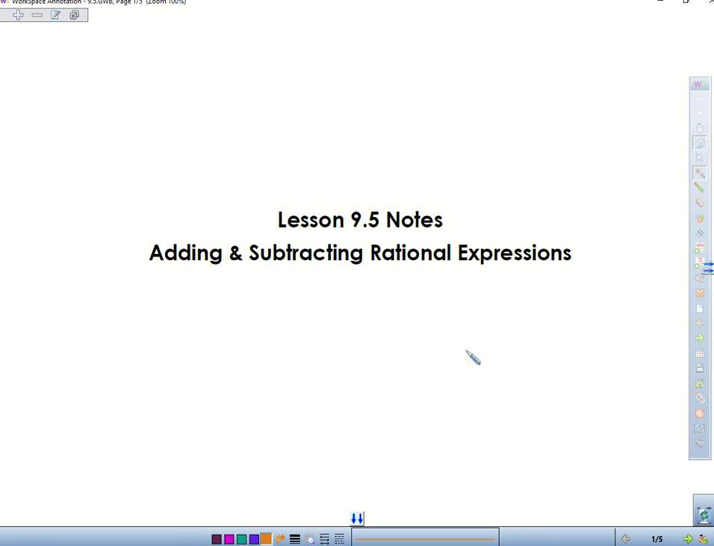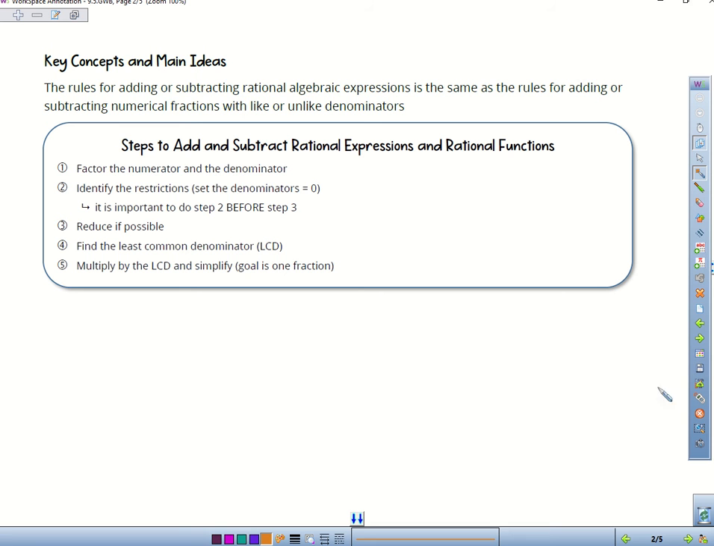All right, everyone, so today we're going to be doing 9.5, which is going to be adding and subtracting rational expressions. So the rules for adding and subtracting rational algebraic expressions is the same as the rules for adding and subtracting numerical fractions with like or unlike denominators. First thing you have to do is you got to factor. Of course, you have to factor anything that needs factoring.